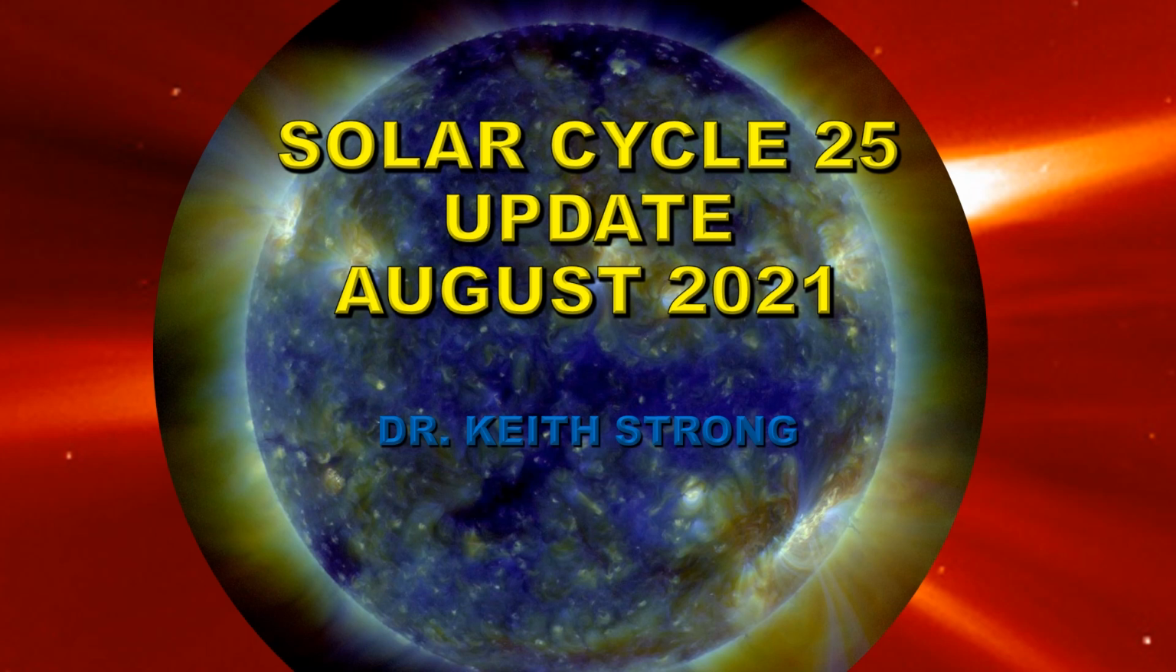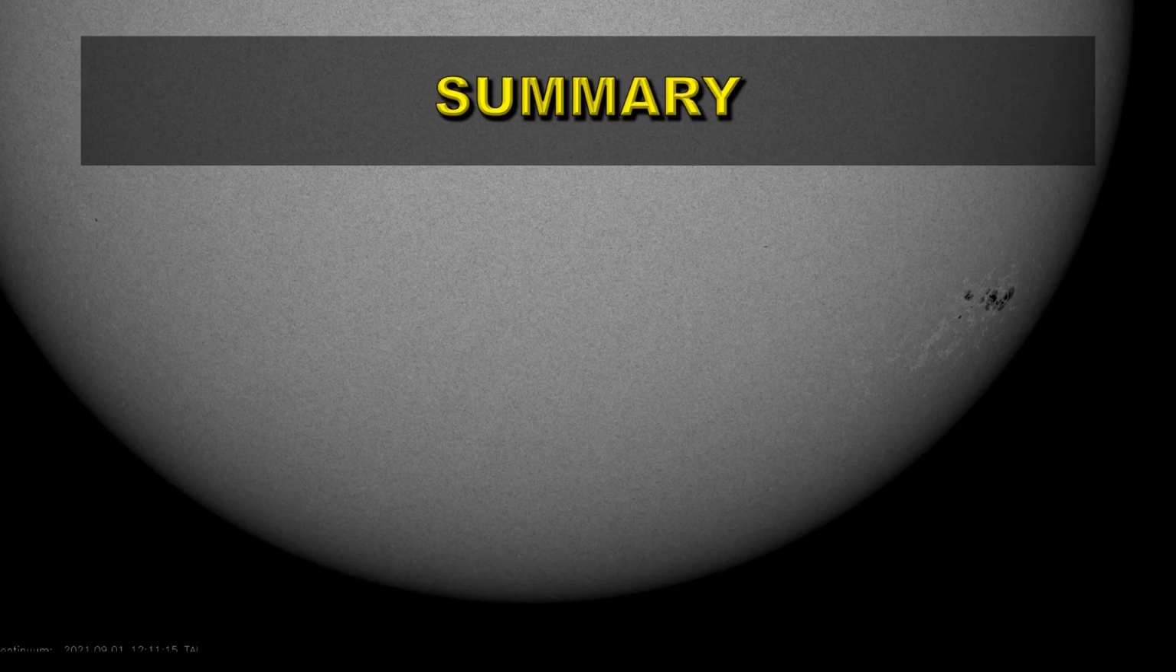Welcome. It's September, so we're nearly at the autumnal equinox. So it's time to review the status of solar cycle 25 for August of 2021. A quick summary of what's going on.